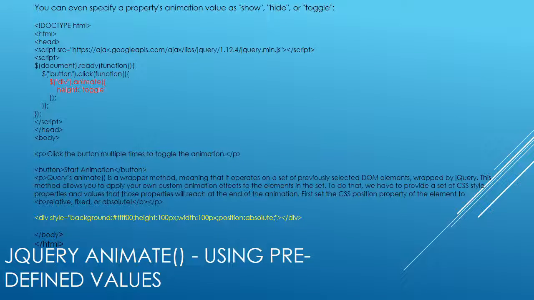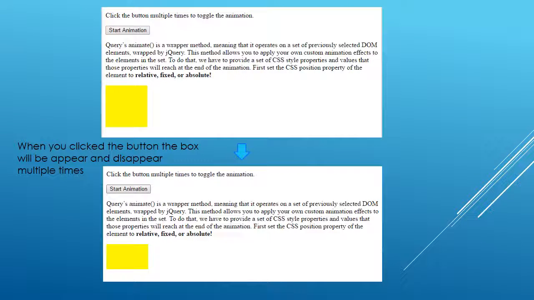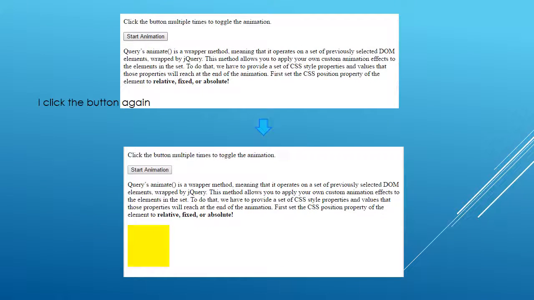You can even specify a property's animation value as show, hide, or toggle. When you click the button, the box will appear and disappear multiple times. I click the button again.